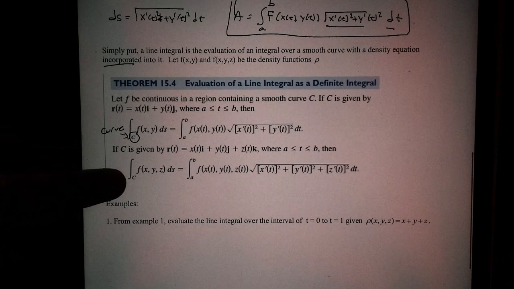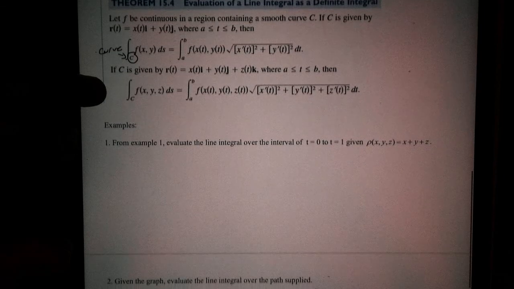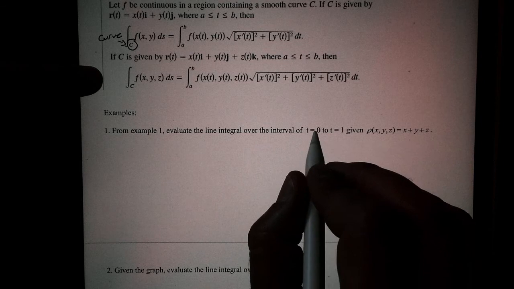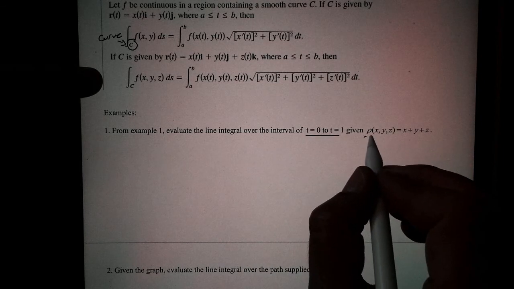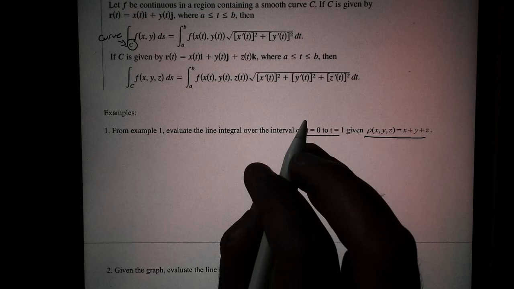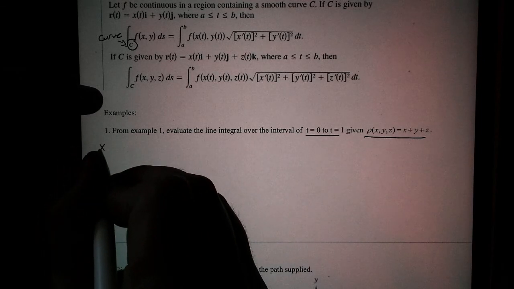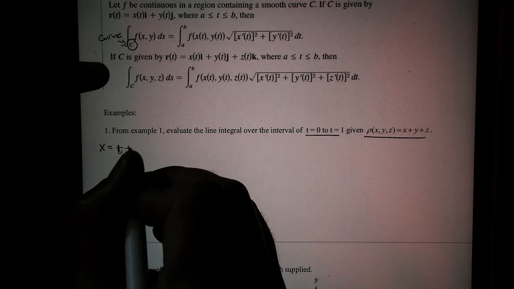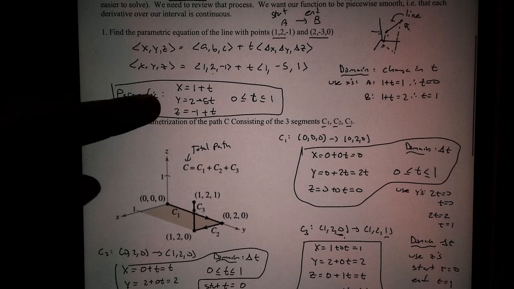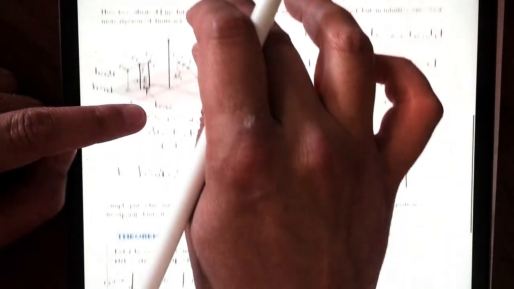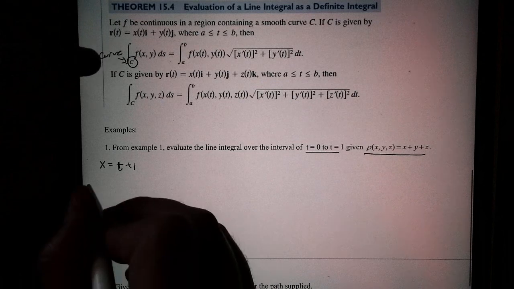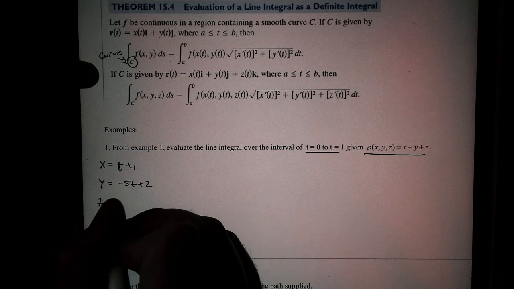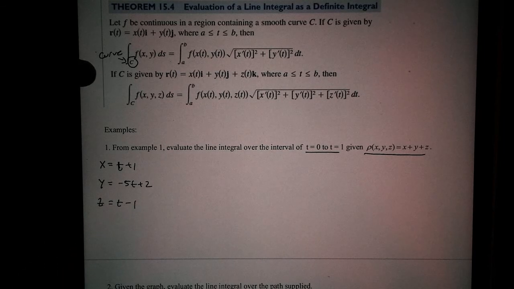So let's look at an example right here. From example 1, evaluate the line integral over the interval 0 to 1, given our density function is x plus y plus z. Well, from example number 1, we said x was equal to t plus 1. We saw that up here. Y was negative 5t plus 2, and z was t minus 1.